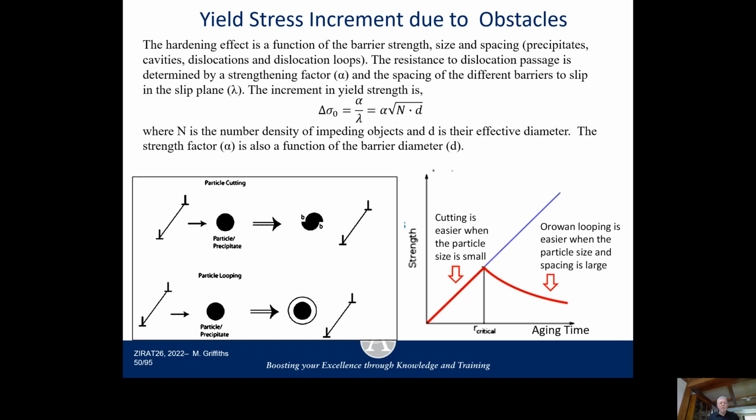Okay, let's talk about precipitation hardening. Here's the classic picture of precipitation hardening. Precipitates, like loops, inhibit dislocation motion, and the only way for a dislocation to get through a field of precipitates is either to cut them and then pass through, creating a step in the dislocation, or to loop around them in what's called an R1 loop.